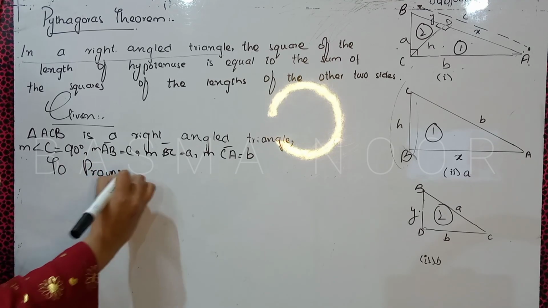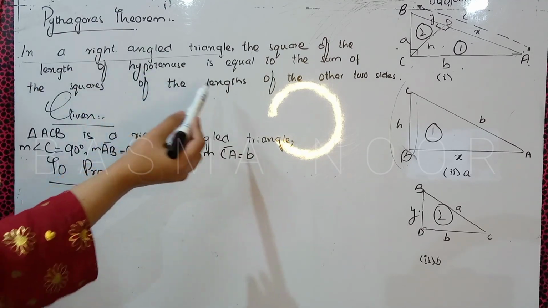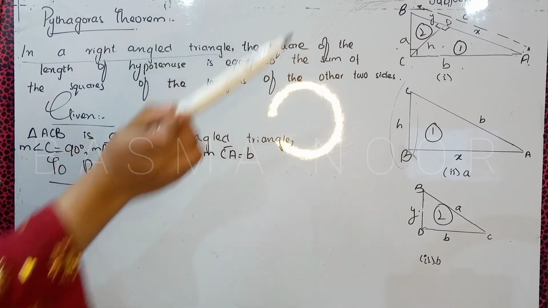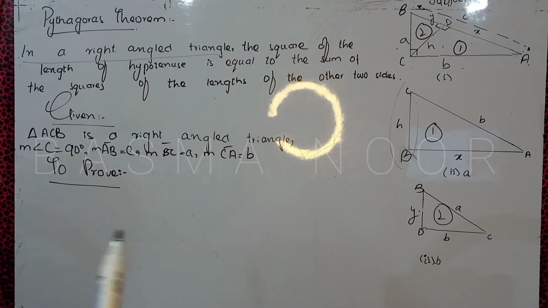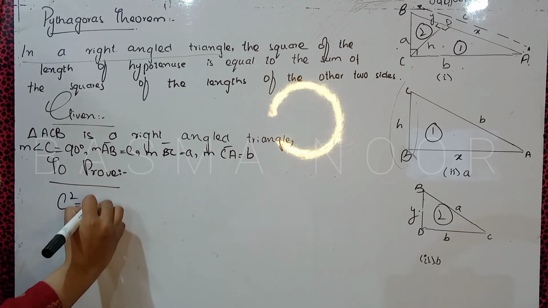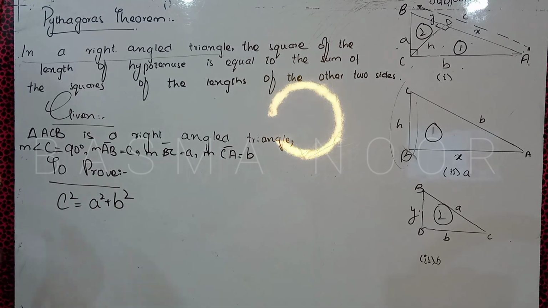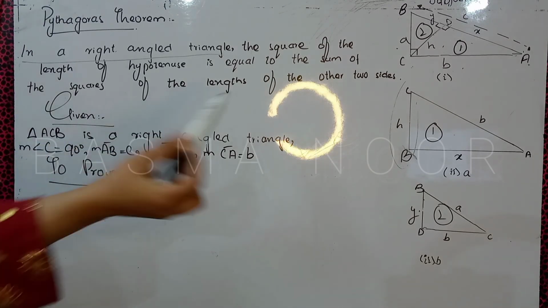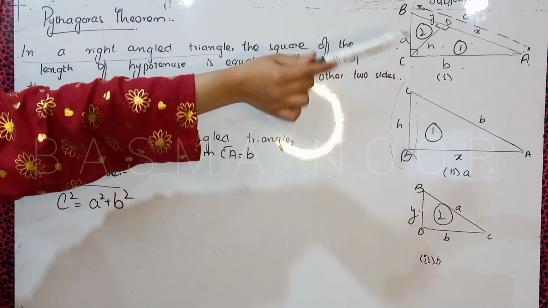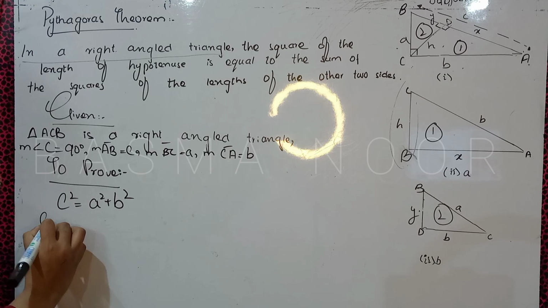So as I told you earlier in the video, the square of the length of the hypotenuse is equal to the sum of squares of the lengths of the other two sides. As I told you earlier in the video very clearly, C squared is equal to A square plus B square. So hope you remember that very clearly. Hypotenuse square is equal to base square plus altitude square. Now we're gonna do our construction work.